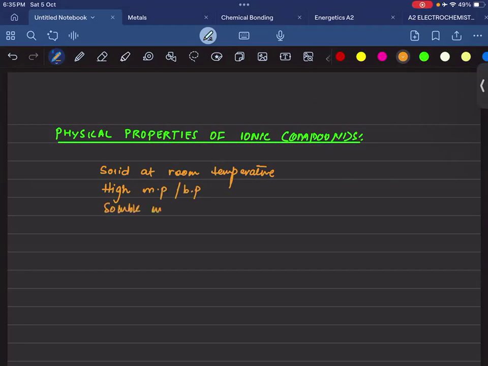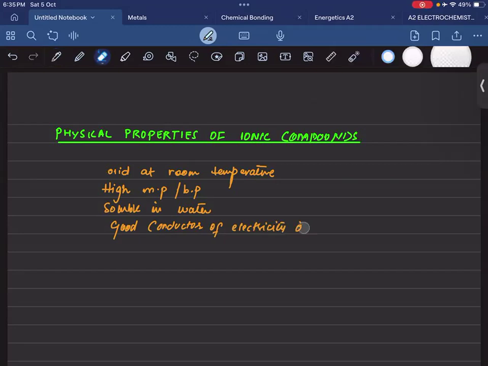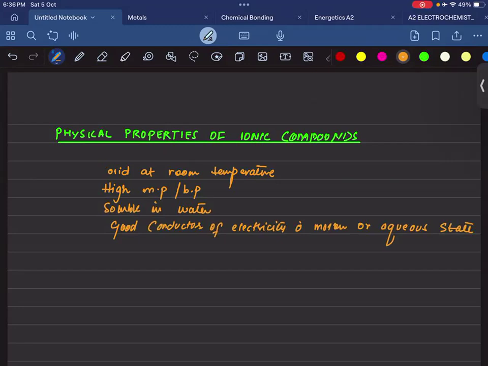They are soluble in water and they are good conductors of electricity in molten or aqueous state. What does aqueous mean? Yes, when they dissolve in water, they become good conductors of electricity.